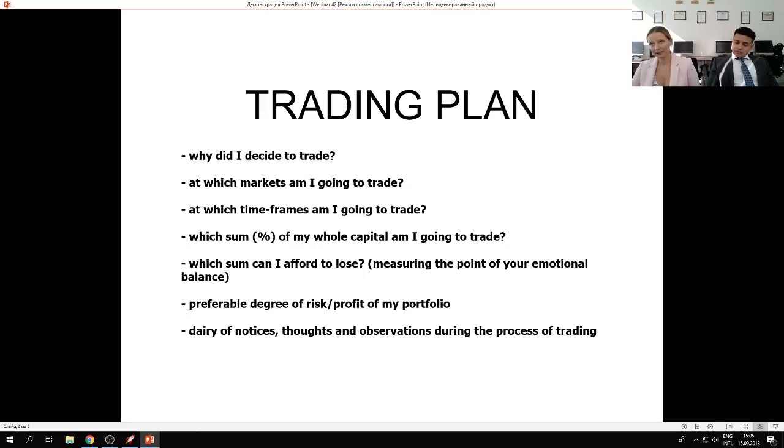So trading plan. Before making a trading plan or while making a trading plan, you should answer yourself several questions. First of them, why did I decide to trade? Different people have different reasons. For example, somebody wants to save money to buy something, a car, a Lamborghini, for example. Another one wants to trade and save money for his pension or for the education of his children. Someone wants just to get some additional pocket money. So reasons are different, and you should answer honestly yourself why you need it.